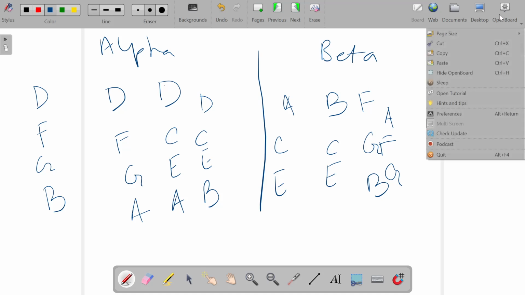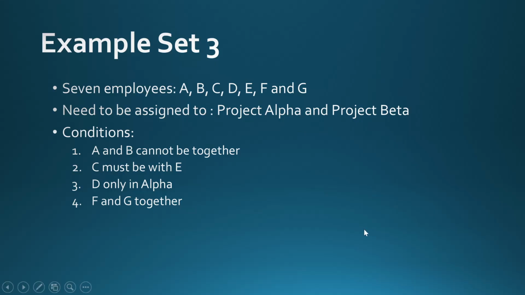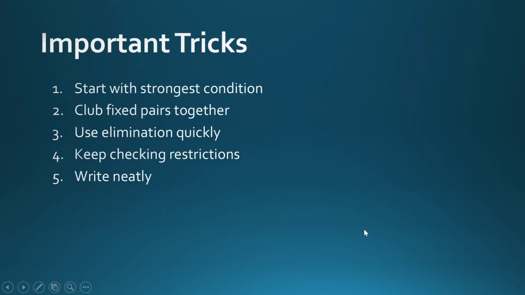Now let us move on to the next part. Now let us discuss some important shortcuts. Always begin with the strongest condition. If 2 people must stay together, club them immediately. Use elimination instead of trying every possibility. And most importantly, maintain a clean structure. Messy solving creates confusion and wastes time.